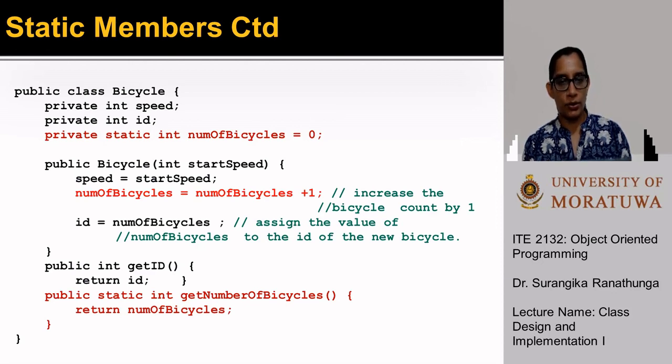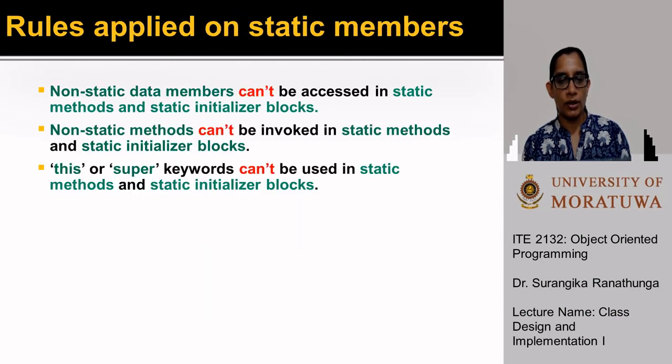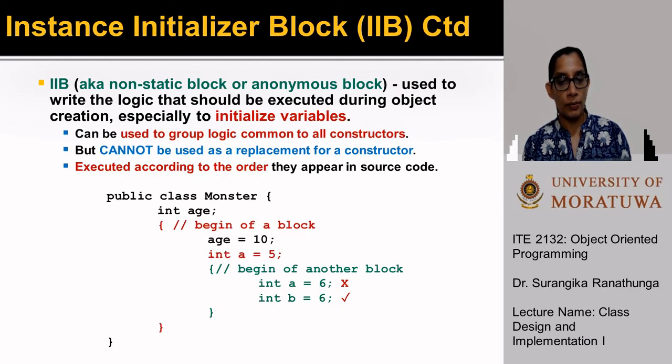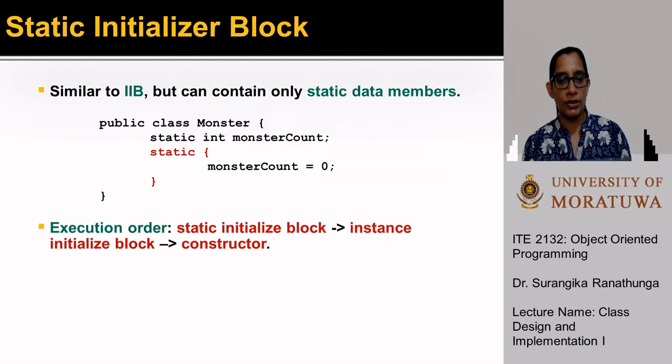Now note, this code will also work even though it does not have a static initializer block. But if you have multiple static attributes like this, the code looks cleaner if you move all of this into a static initializer block. So again, remember, having IIBs and static initializer blocks is not mandatory, but it is nice to have for a clearer view of the code you have written.